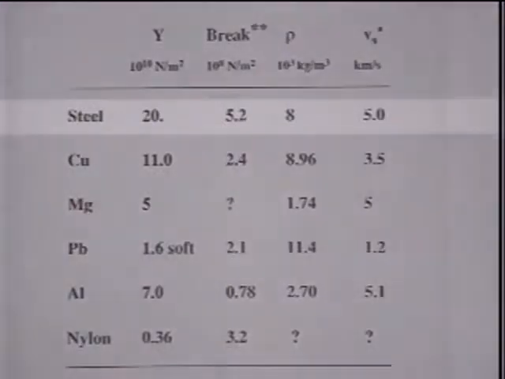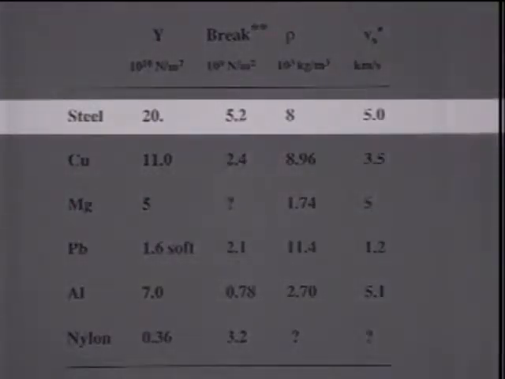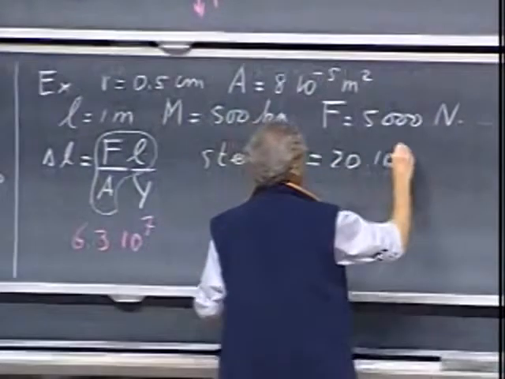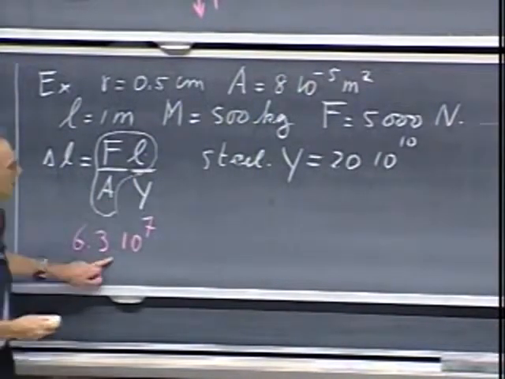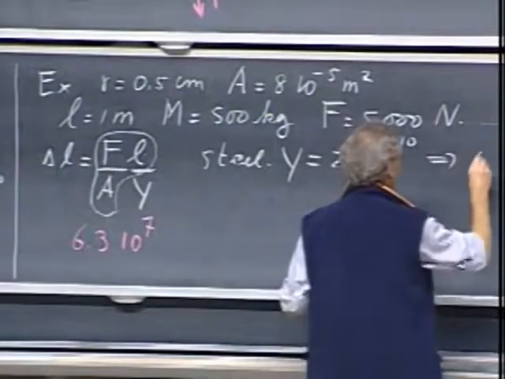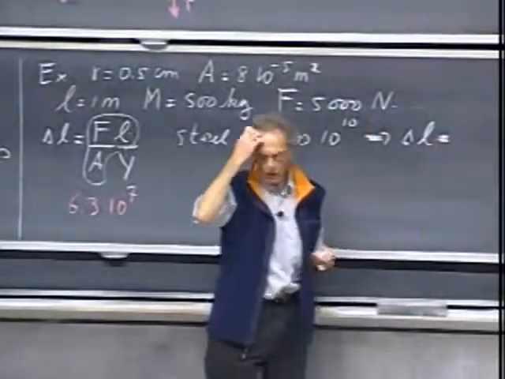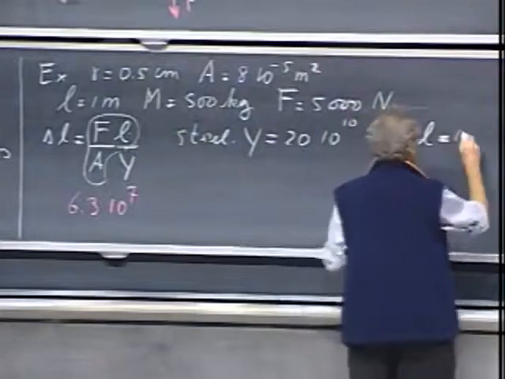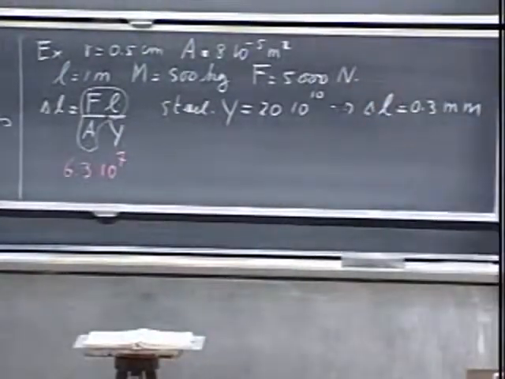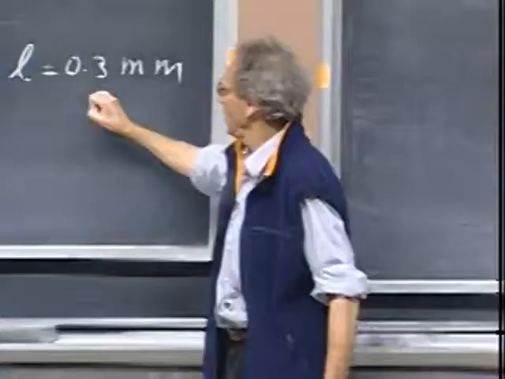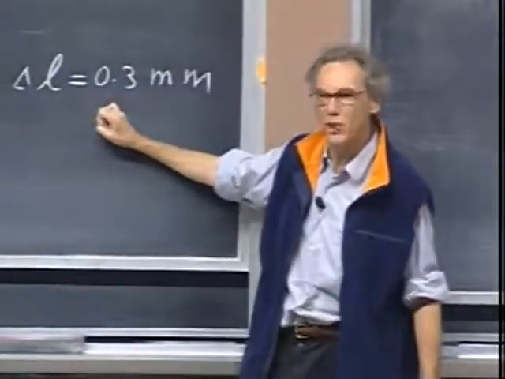And so now we can look at steel as an example. So we take steel, Y is 20 times 10 to the 10th newtons per square meter. And we substitute that in here, and we find that we get an extension delta L, which I believe is only 1/3 of a millimeter, indeed. 0.3 millimeters. Think about this. A steel rod, a centimeter thick, and it has a length of 1 meter, and I hang 500 kilograms on it, and it only gets longer by 0.3 of a millimeter. You couldn't even see that.